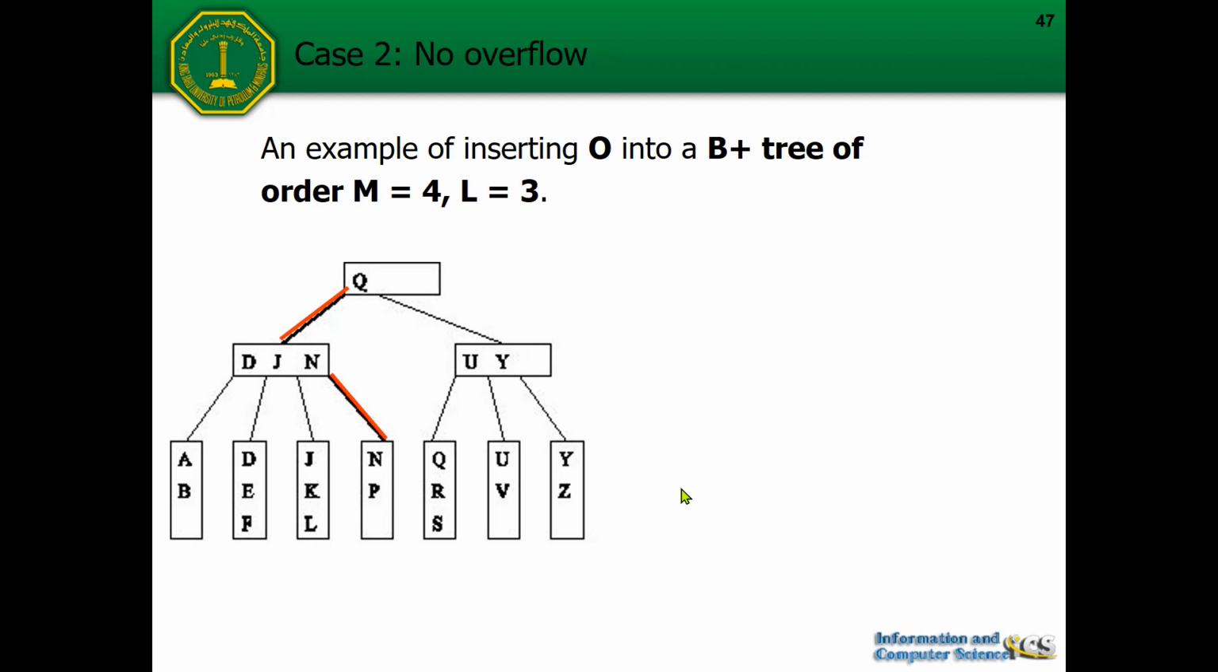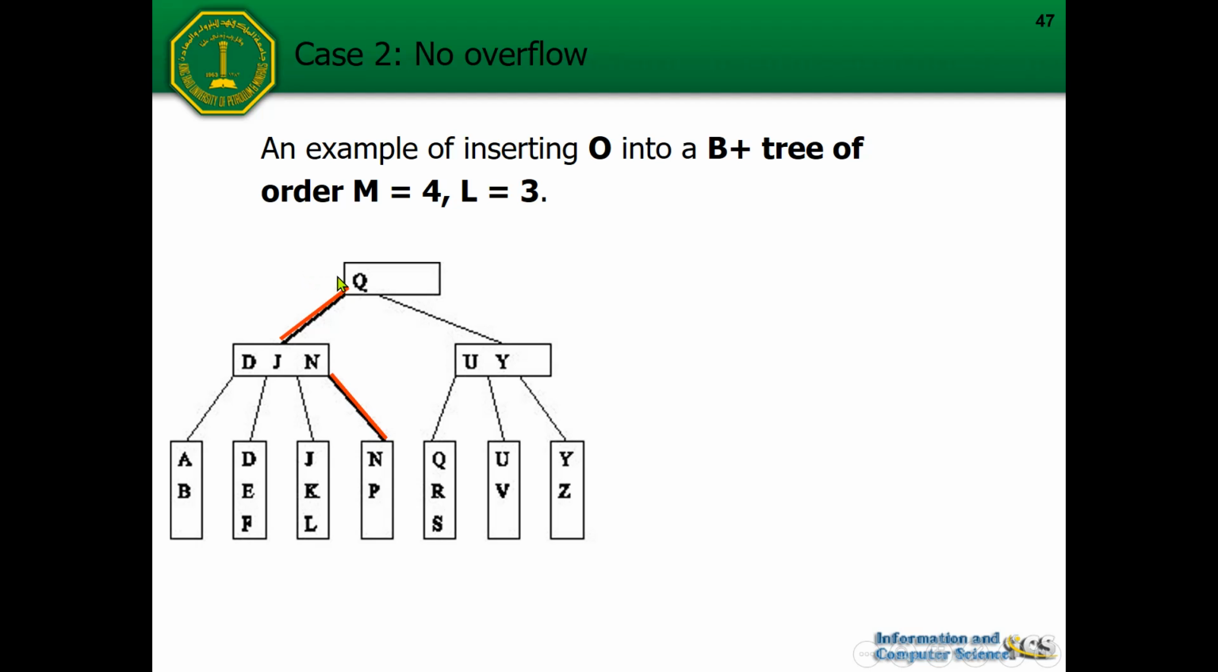This is the second example, where we are going to insert some key, which is O in this case, into a B+ tree of order M is 4 and L is 3. So now we insert the O. You can see that the insert operation must be preceded by the searching operation to find the correct location. Now we compare the O to the keys in the root.